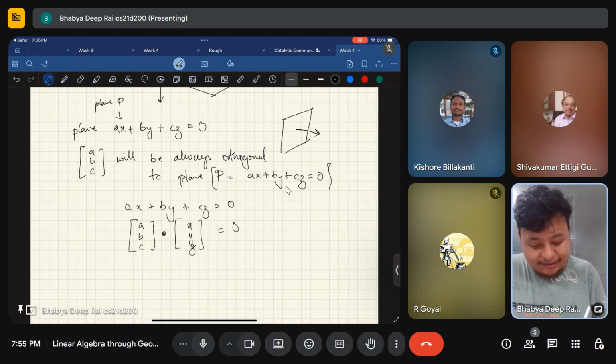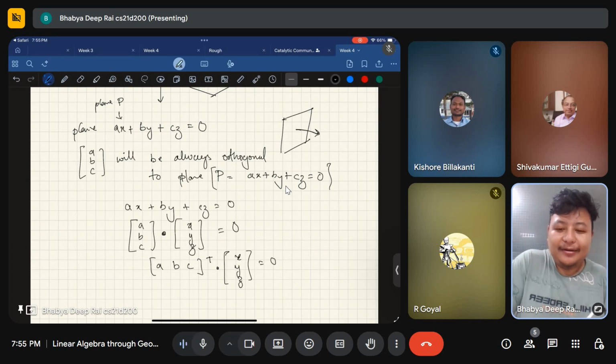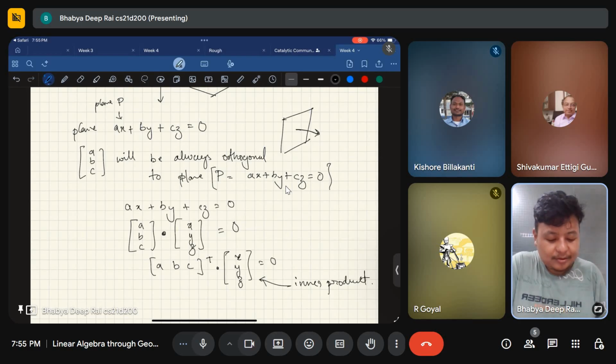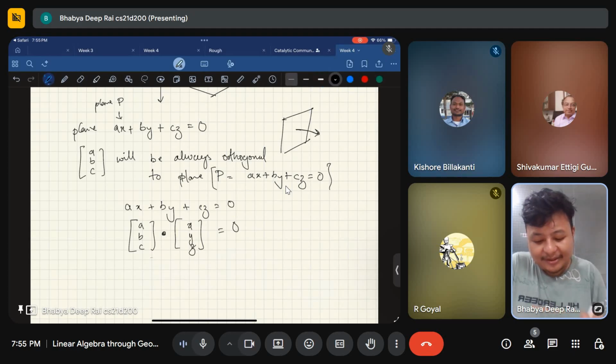And so this is somewhat like what is happening. You are taking (a, b, c) transpose, dot product, times (x, y, z) equals 0. But what is actually happening? You're computing the inner product. Don't think of the transpose definition; it's simpler this way, I think. Anyhow, you're doing the inner product.